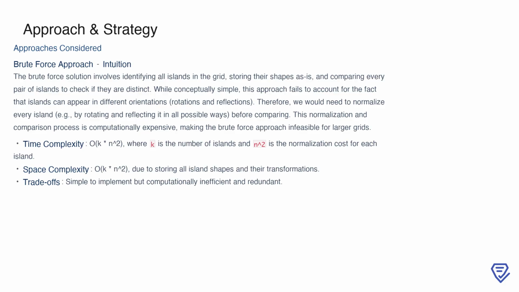Unfortunately, this normalization process is computationally expensive, especially on larger grids. The time complexity grows as k*n², where k is the number of islands, and n² accounts for the cost of normalizing each island. Similarly, the space complexity is also k*n², because we need to store all these shapes and their transformations. While this method is simple to implement, the computational inefficiency and redundancy make it infeasible for large-scale problems.